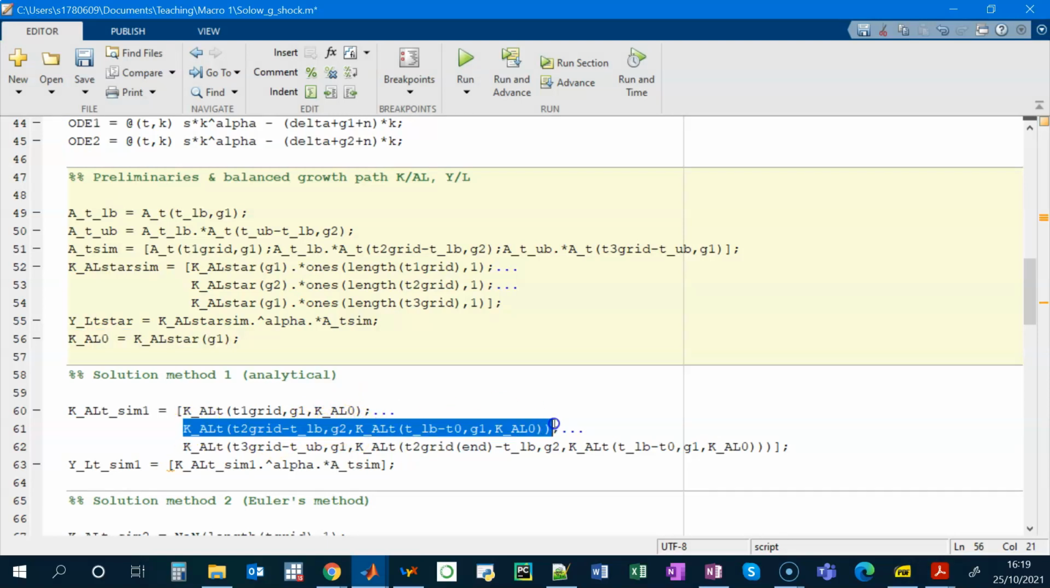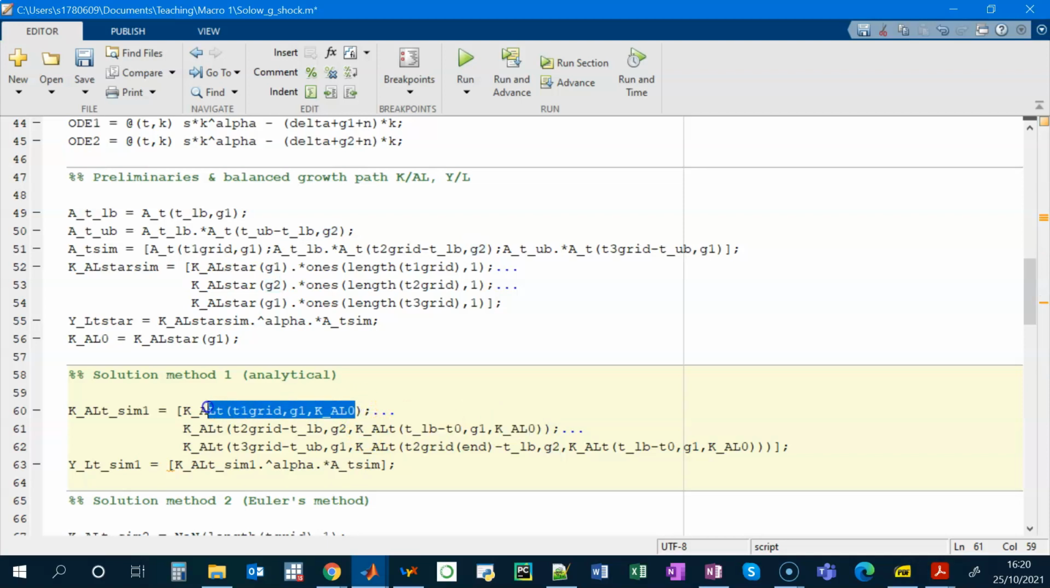In the second time interval, I'm plugging in this point, which is just the T lower bar to T upper bar. I'm plugging in the higher growth rate, and I'm plugging in this new initial condition, which is just the endpoint of this time series. Okay, so I'm plugging in the level of capital per effective worker that I have just found at the end of the first time interval, so at T lower bar.